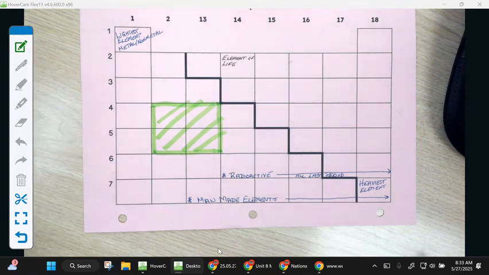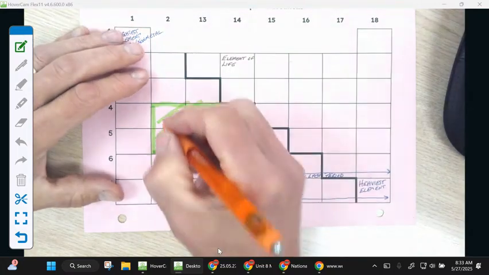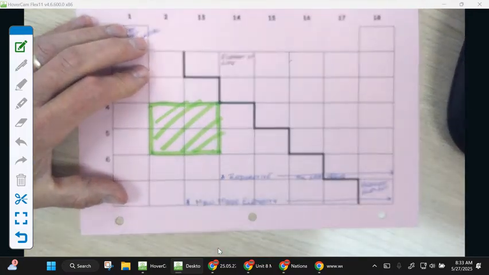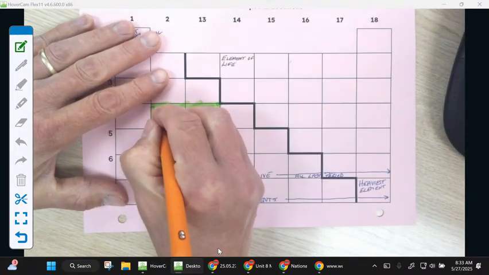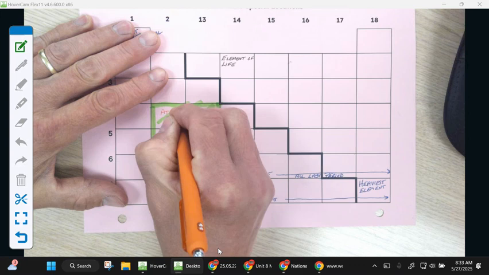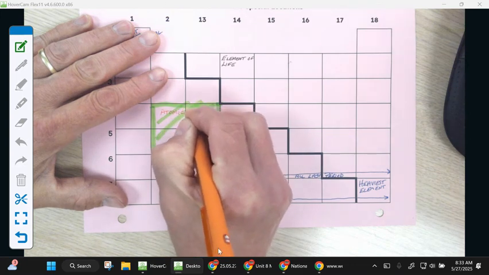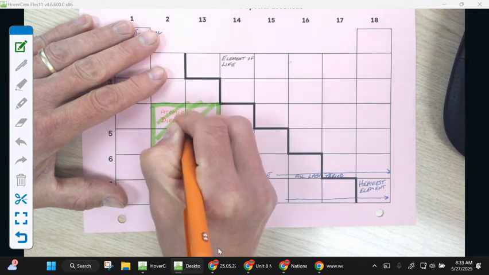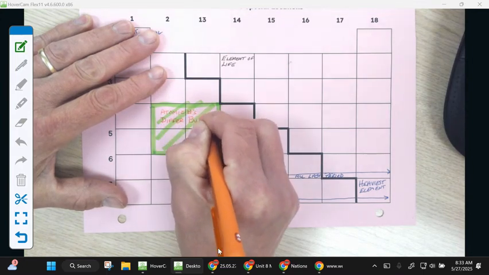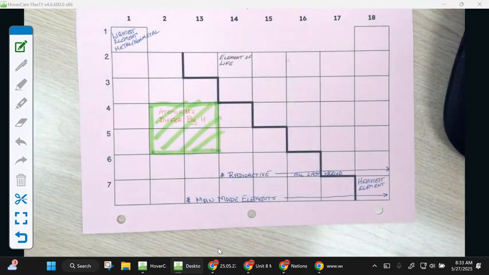All right, we're going to use orange. So in this area, ladies and gentlemen, even though these are next to each other, these elements' atomic numbers differ by 11. Even though these two elements are right next to each other, their atomic numbers differ by 11, and let me explain why.